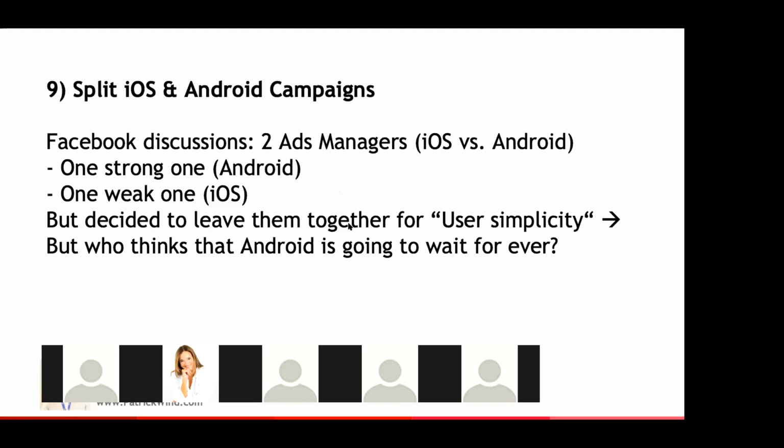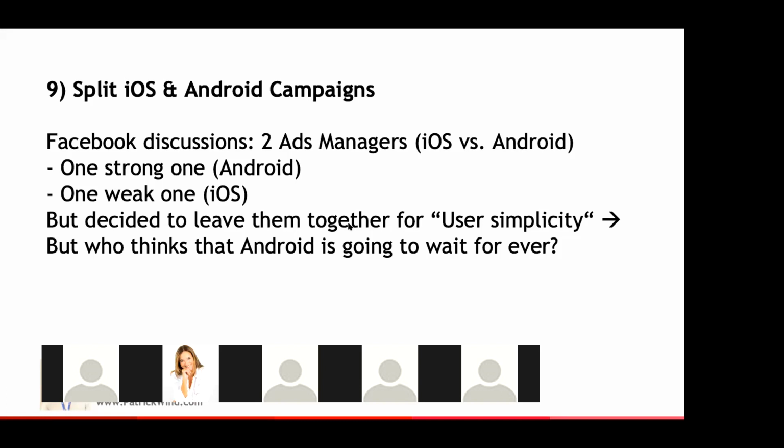My theory is another one. My theory is that Android is not going to wait for years until they realize very similar updates like iOS did. I can be pretty bold with that: I'm sure that 2020 is not going to end until we see a huge privacy update from Android as well. And therefore Facebook decided, well, let's leave them together in one ads manager, and that's all good.